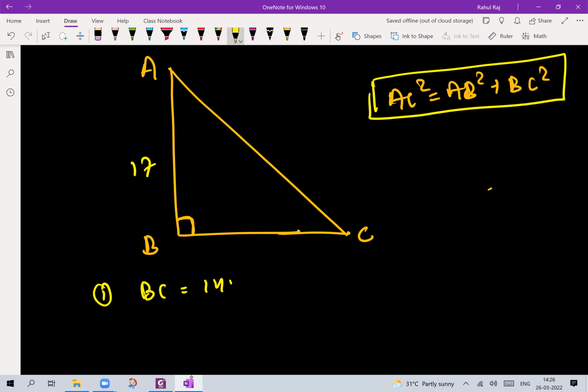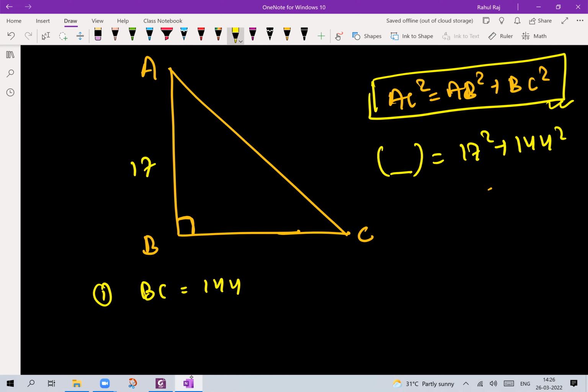Now imagine if BC is 144. So I have to ensure whether this is a right angle triangle or not, and I need to satisfy this theorem for simple logic. Option number 1 says BC is 144. I don't know the value of AC square. I know 17 square plus BC square is 144 square. But this is a place which I have no idea about, right?